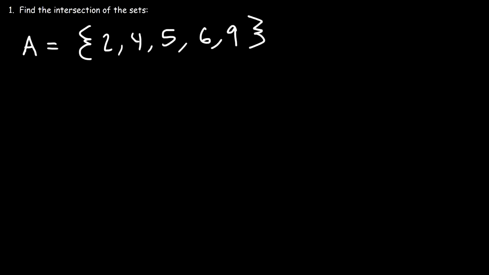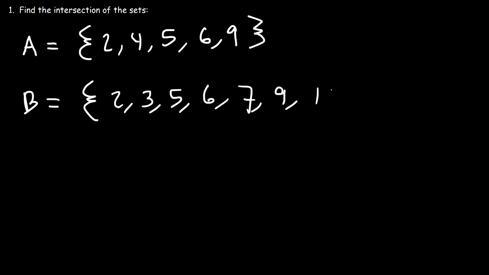Now let's say we have set A, which contains the elements 2, 4, 5, 6, and 9. And we also have set B, which contains the elements 2, 3, 5, 6, 7, 9, and 10. So what is the intersection of set A and B? How can we get the answer?